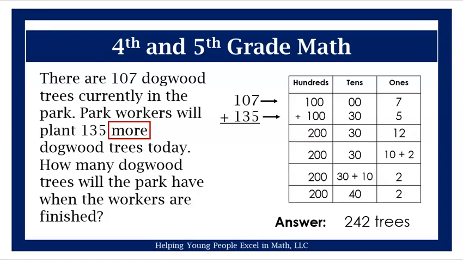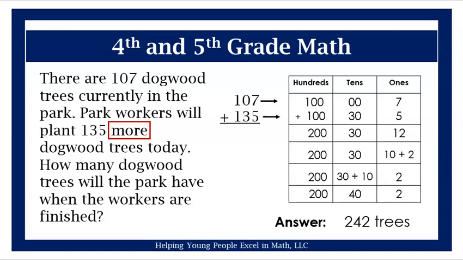Now let's add each column starting at the ones place. 7 plus 5 is 12. 0 plus 30 is 30. 100 plus 100 is 200. Now, let's look at our next line. What we're going to do is see if we can break our problem up into expanded notation. For 12, we know that is 10 plus 2, 30, it stays 30, and then we have 200.